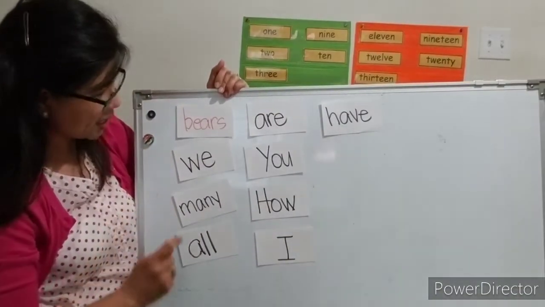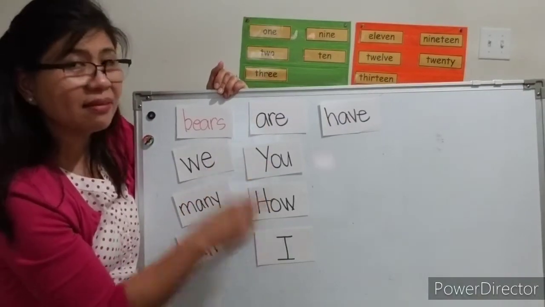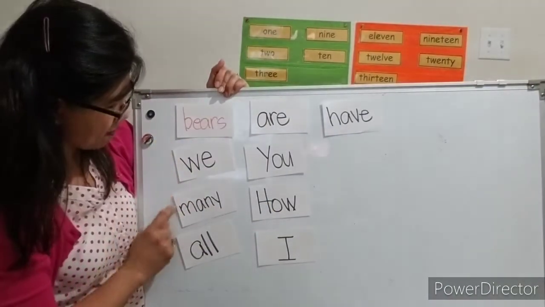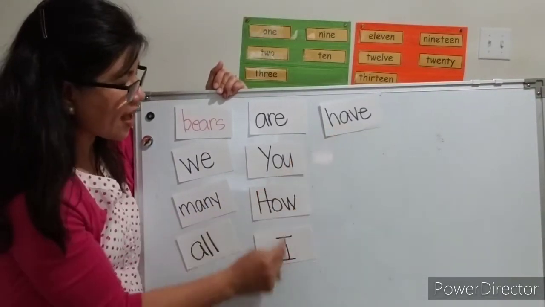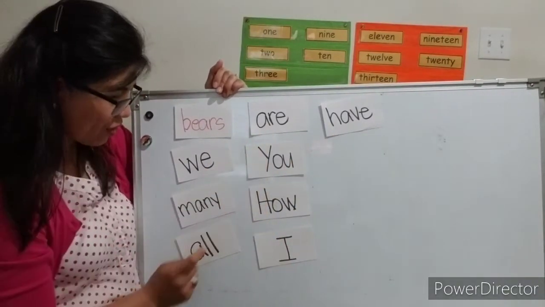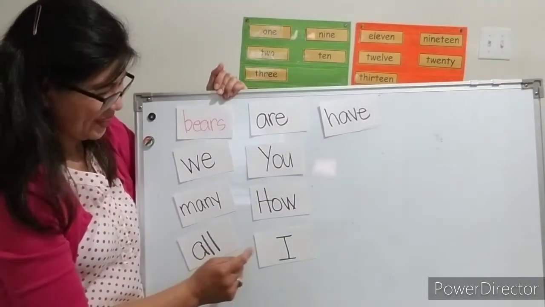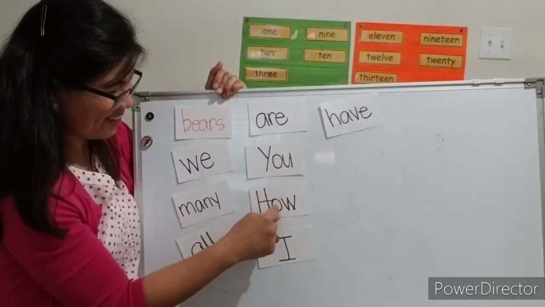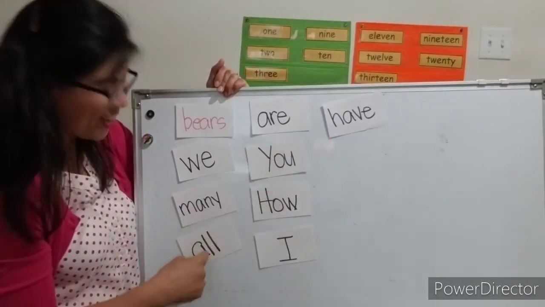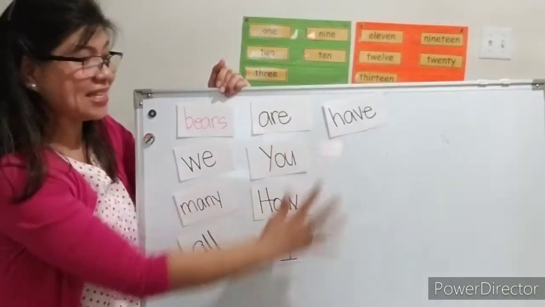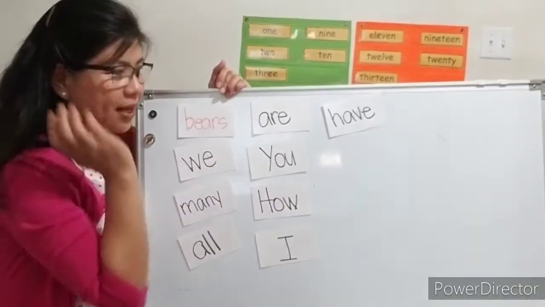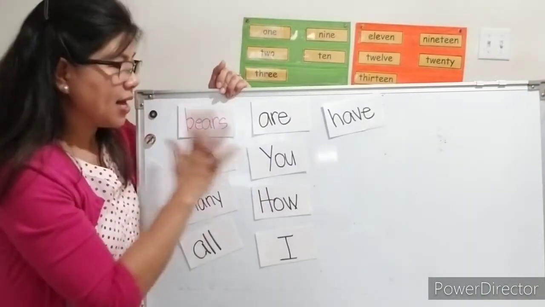Bears, we, many, all, are, you, how. I have, I, how, you, are, all. That's hard. I mess it up. That's okay. I'm sorry. Okay, but these are the words that we will need to make up a story, okay?